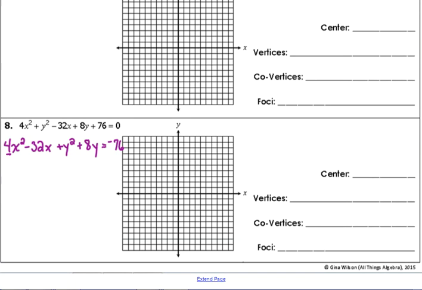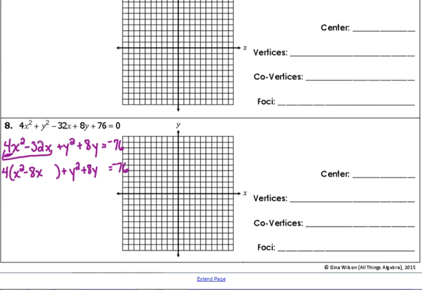Now, completing the square. If you recall, you can't do it when you have a coefficient in front of the x squared or the y squared. You have to factor out that coefficient first. So I have to factor out the 4, but I only take it out of the x's. The y's, I don't have that problem, so I can just leave them the way they are. Now I'm going to leave my space for completing the square.